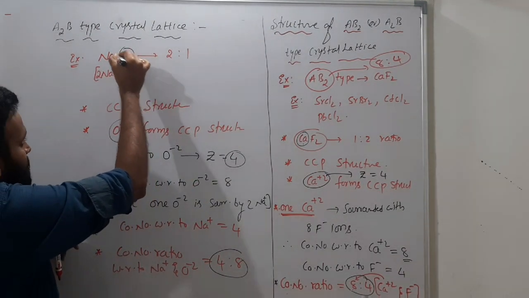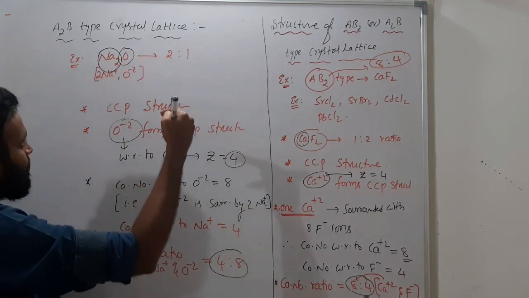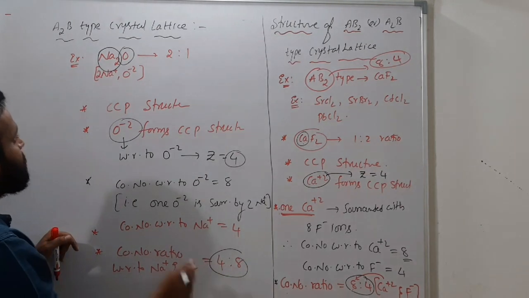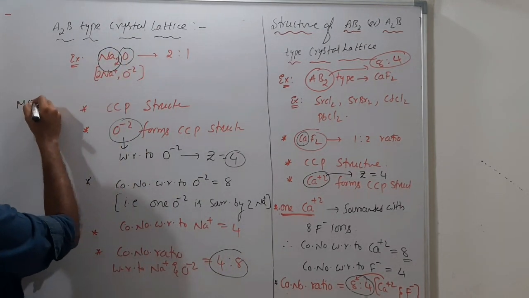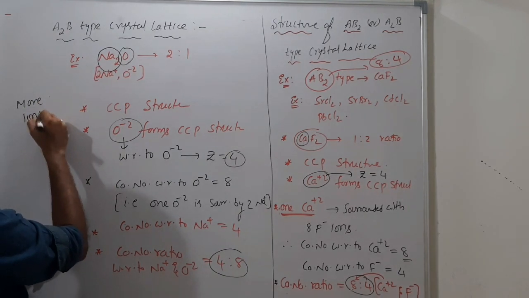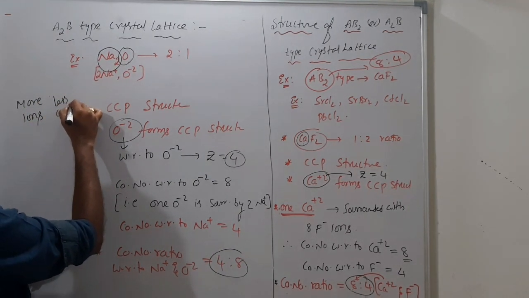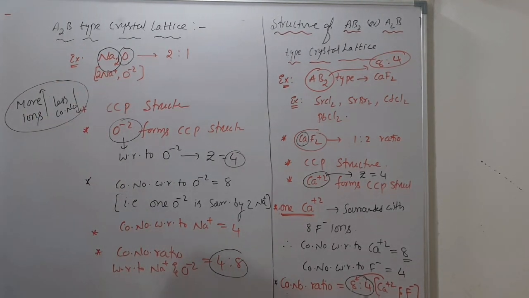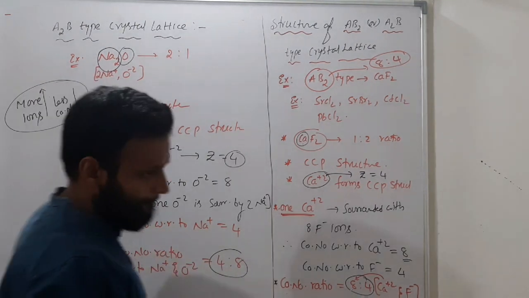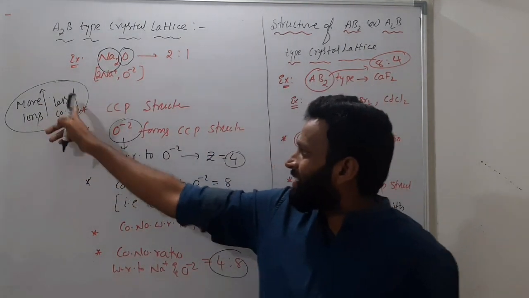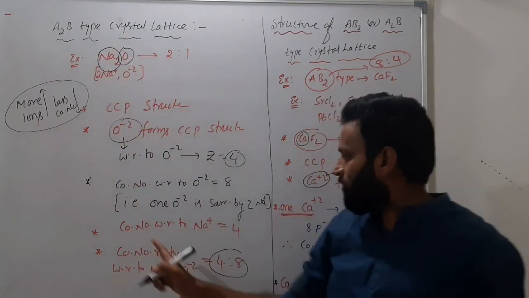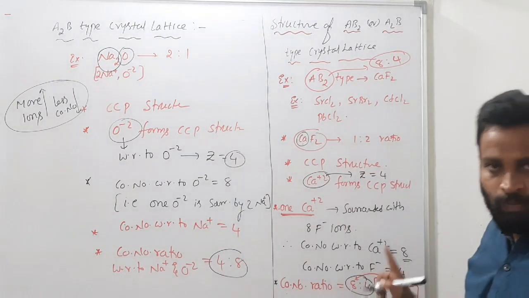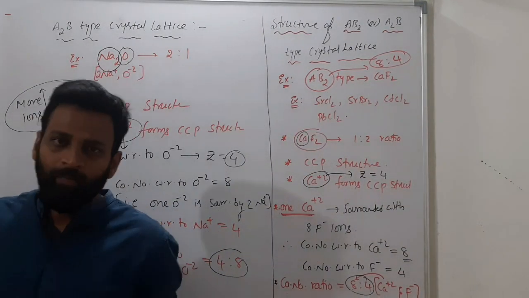Understanding? Who is having more number of ions? That will have less coordination number. More ions, write up. More ions, less coordination number. More the ions, less will be the coordination number. Just observe this one. Na plus ions are more, coordination number is 4. F minus ions are more, coordination number is 4. So these are very important for us.